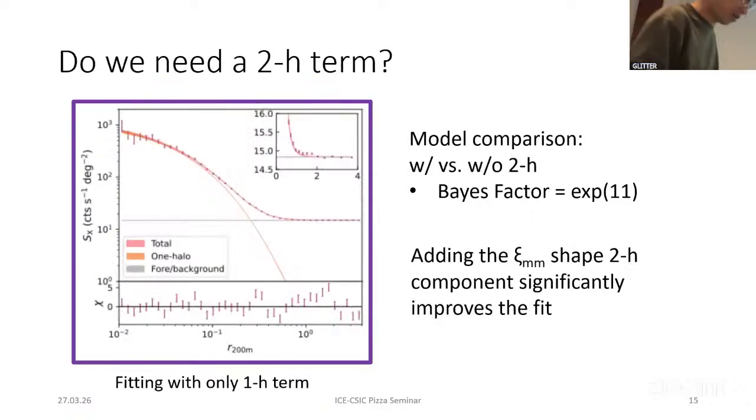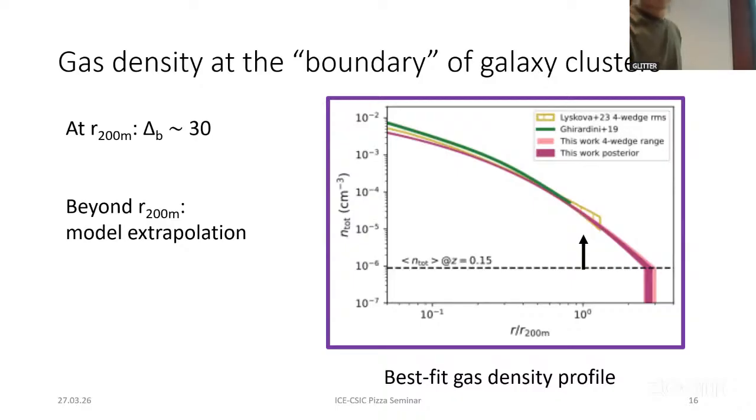So we do a model comparison. If we only fit with the one halo term, the residual gets worse, and the Bayes factor difference is e^11. That's huge. So we have to add a two halo term to make the fit better. And it is very natural to have the two halo term out to this radius. Basically, the two halo term we use is the correlation function in the linear regime.